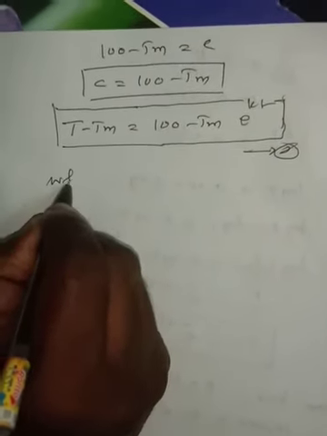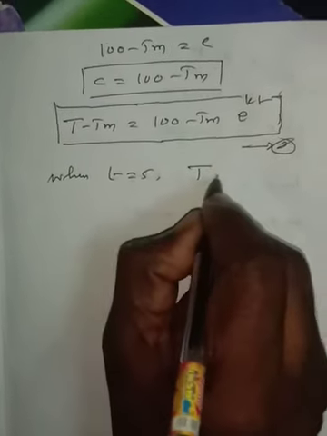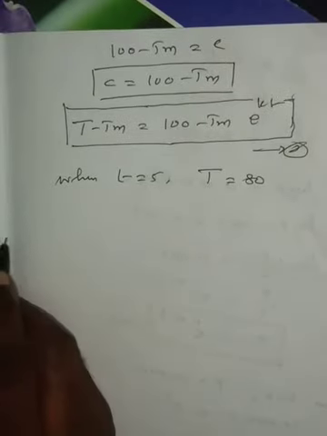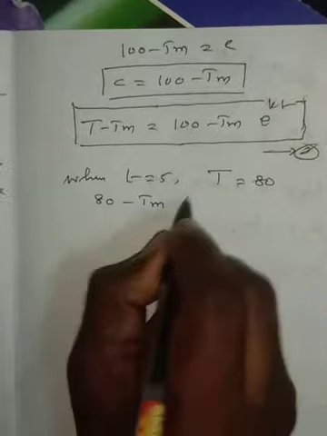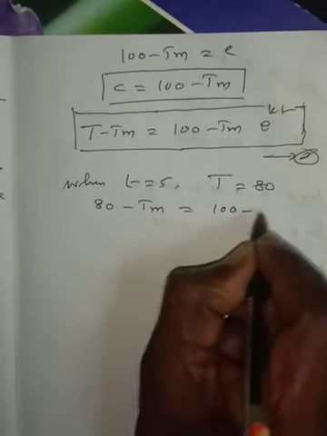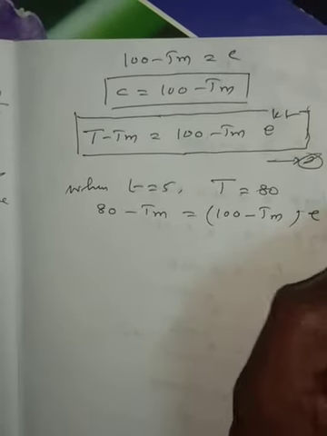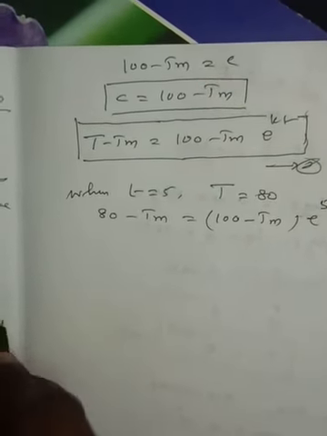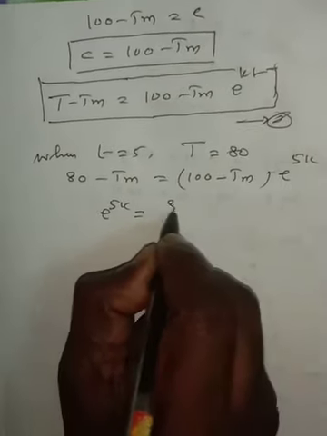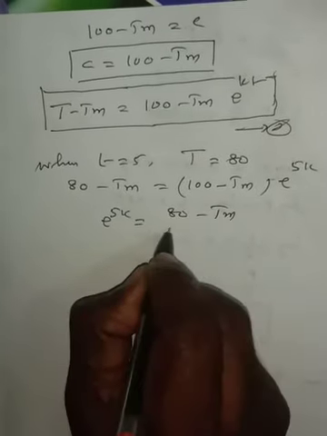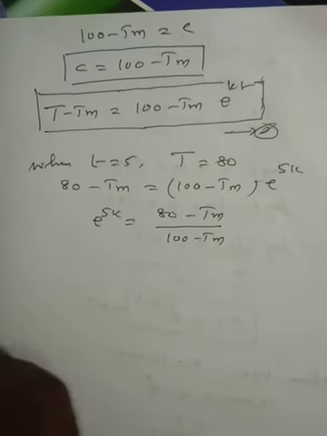When t is equal to 5, temperature is equal to 80 degrees. So 80 minus Tm is equal to 100 minus Tm into e to the power of 5k. E to the power of 5k is 80 minus Tm divided by 100 minus Tm. Number this as 3.